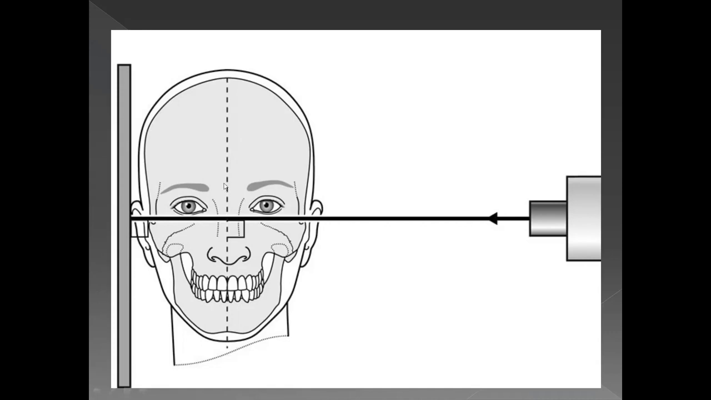So basically, you have to sit the patient upright, in which the mid-sagittal plane of the patient, this broken line that you see over here, has to be parallel to the X-ray film, and the X-ray beam is fired from the side of the patient, somewhat at the junction of the superior border of the body of the zygoma. This is how it's taken.